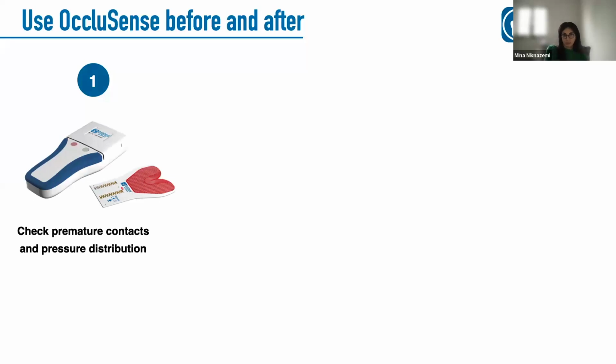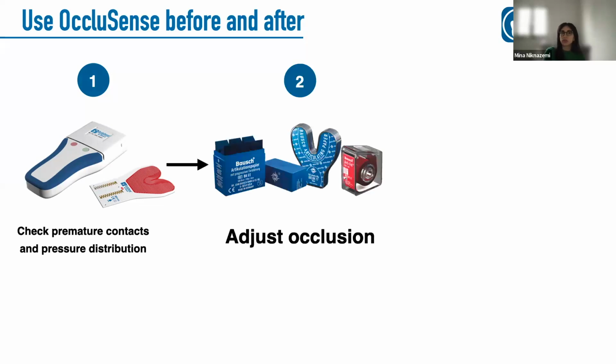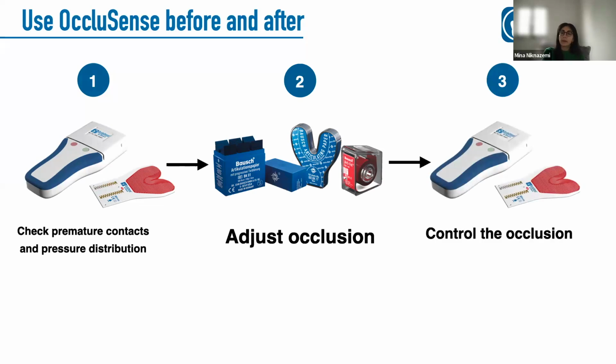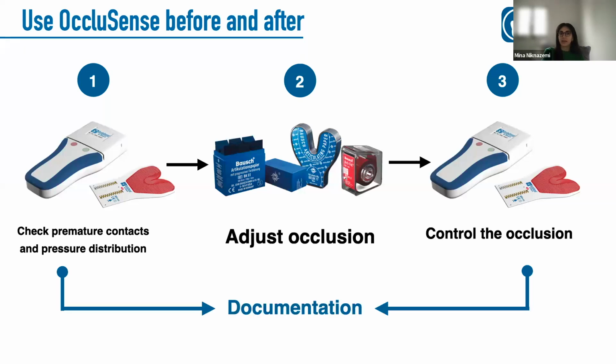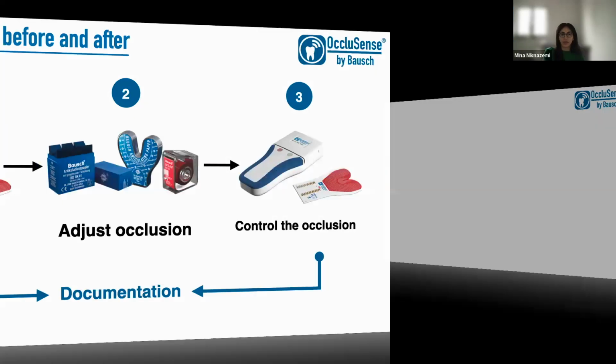one does not take the place of the other. But my recommended algorithm would be to use OccluSense before and after. So you use it initially to check for any premature contacts and look at the pressure distribution. You can then do your fine adjustment with papers and foils and check your results with OccluSense again. What you're automatically doing as well is you're documenting everything. And this may not be too bad in the forensic sense of things.